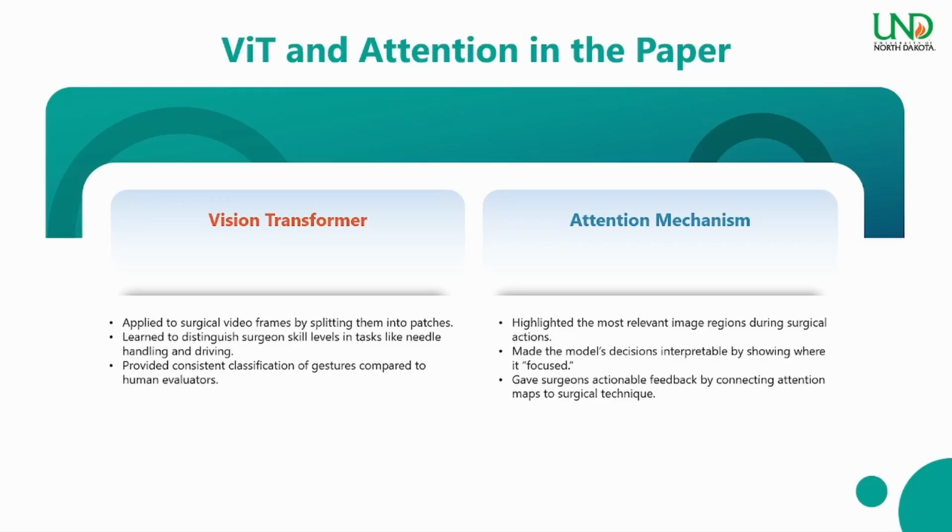On the attention mechanism side, the model could highlight the most relevant regions of the image during a surgical action. That made the decisions interpretable, as surgeons could actually see where the model was focusing. Even those attention maps provided actionable feedback, linking model outputs directly to surgical technique. Note, this is rare in AI today, so it's really cool to see a paper do explainability well with the tools we have today.